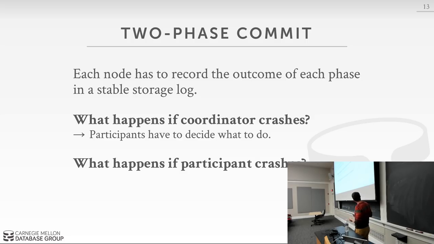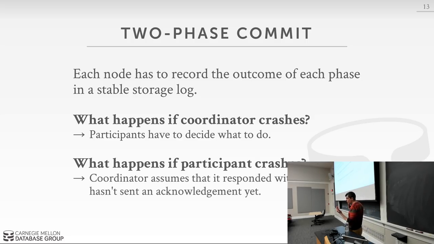What happens if one of the participants crashes? Same thing. The coordinator just assumes that a node crashing is equivalent to the node sending an abort message. Because in two-phase commit we have to have all the nodes agree that it's okay to commit the transaction before we can commit it. If one of them disappears, then we just abort the transaction outright.